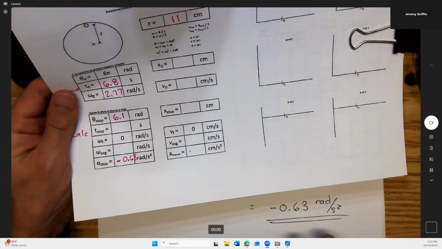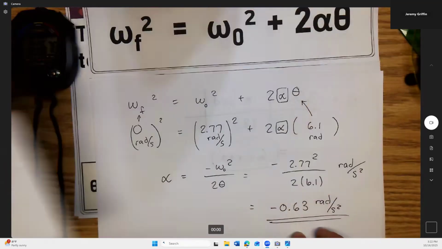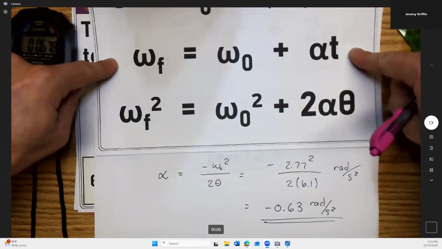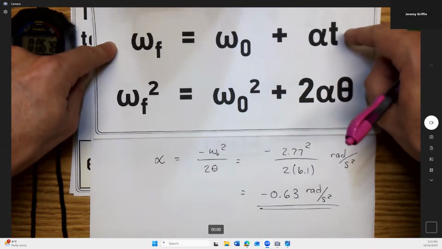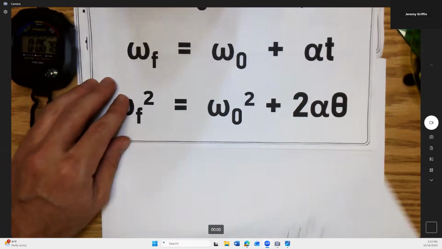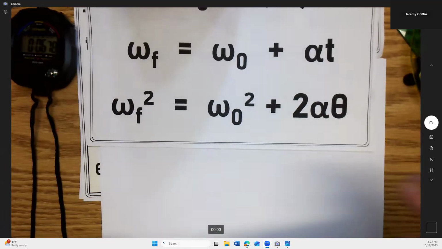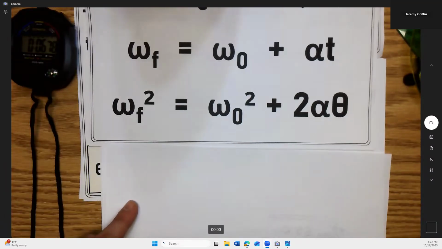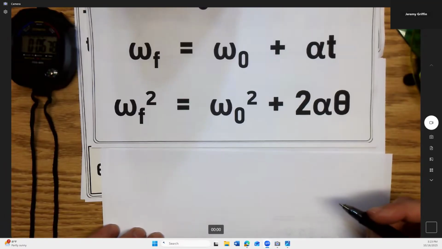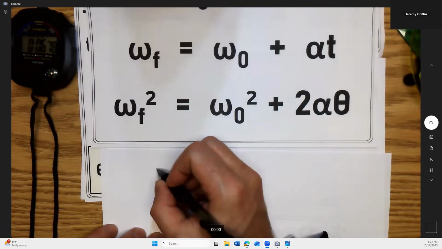Because once you got your alpha, your angular acceleration, now we can hop over to this second kinematic expression and solve for time. Right? What was the stopping time? Now, I know mine kept rolling for a few more seconds, so I'm going to guess maybe 4 or 5 seconds, somewhere in there. Here, we're going to find out.